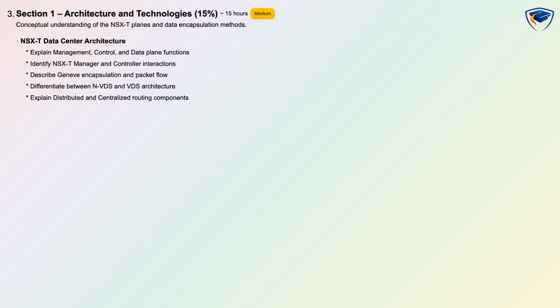Section 1 is the Architecture and Technologies domain. 15% of the exam with medium difficulty and about 15 hours of study, assessed conceptually and with scenarios. Here you will learn NSX-T planes including management, control, and data plane functions and how NSX Manager interacts with controllers and other components. You will study Geneve encapsulation and packet flow, differences between NVDS and VDS architectures, and the roles of distributed and centralized routing.